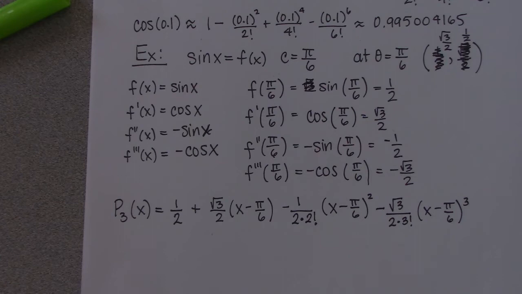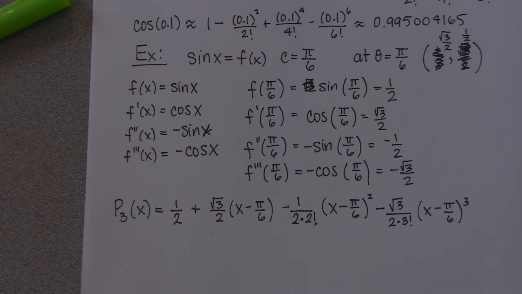1 over 2 times 4 factorial. Mm-hmm. x minus pi over 6 to the 4th. That's exactly right, right? So the coefficient would just loop, and so if we wanted the fourth, it would be positive 1/2 over 4 factorial times that term raised to the 4th. Then we'd get positive square root of 3 over 2 over 5 factorial, and that same term raised to the 5th. So the pattern would just continue and continue and continue.